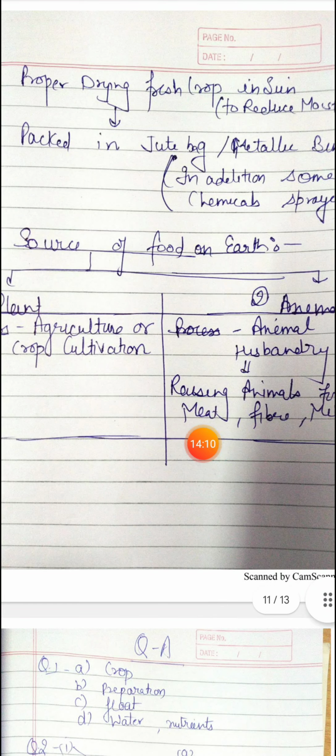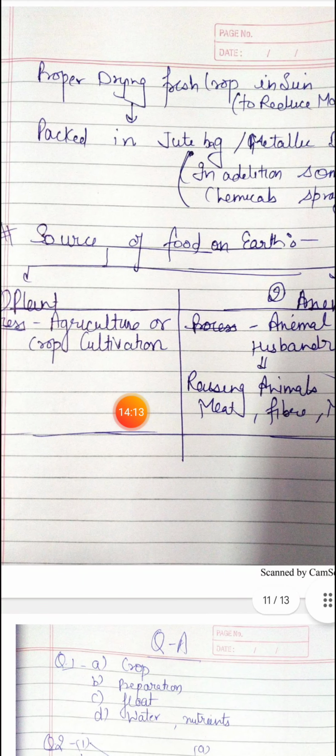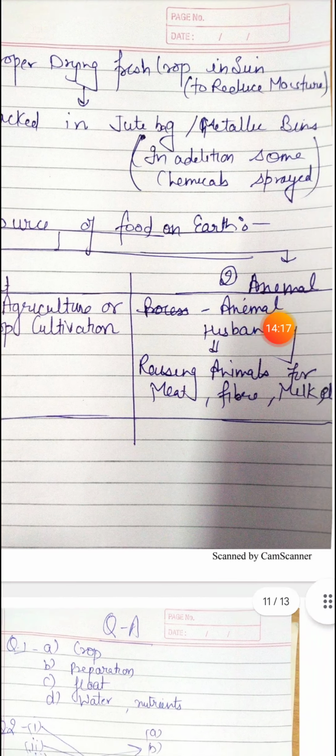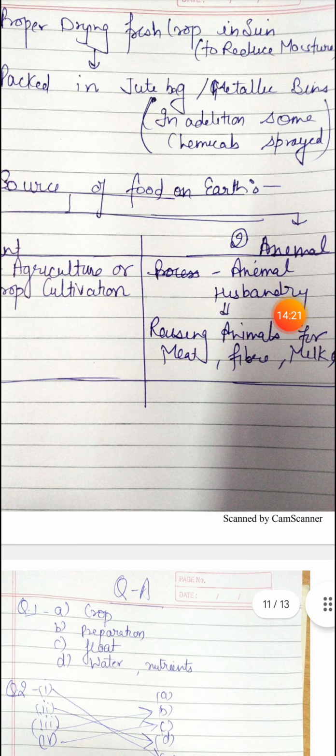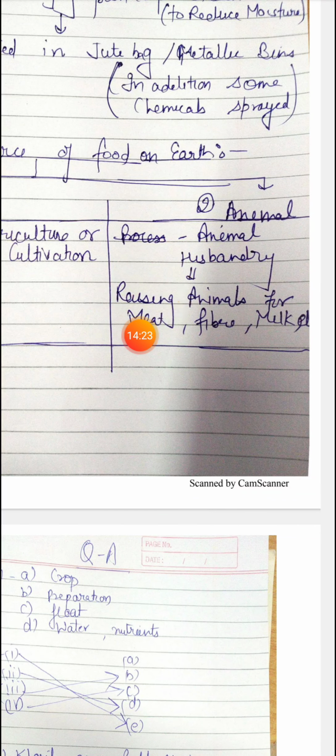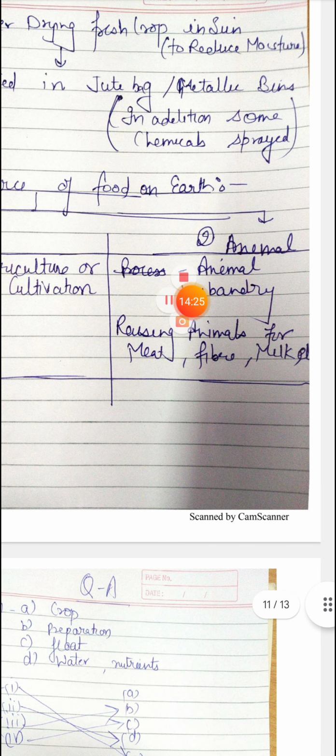Okay, now the last topic is source of food on the earth, that is also in your book. So plants are there and animals are there. You are doing agriculture or crop cultivation for plants, and for animals you are doing animal husbandry. The same topic is in the ninth class also. So revise it, and you will get the notes in the blog.